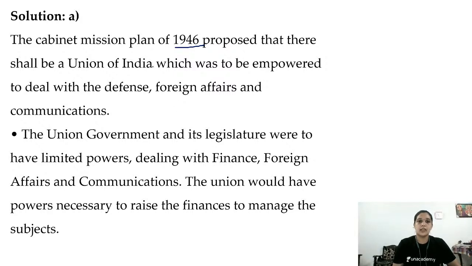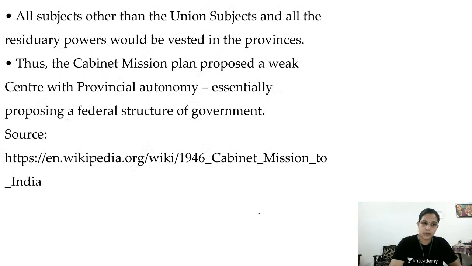So see this: the union was to be empowered to deal with defense, foreign affairs and communication. The union government and its legislature were to have limited powers. The union would have powers necessary to raise the finances among the subjects. All other subjects, the union subjects and all the residuary powers, were vested in the provinces. The cabinet mission's plan proposed a weak center with provincial autonomy, which means a federal government.